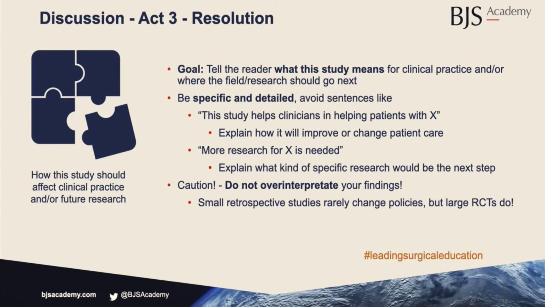It's useless to say that this study helps clinicians in helping patients with X disease. You want to explain in detail how it will improve, or how you think patient care should be changed. And also, "more research on X is needed" is just a general sentence that we always delete. Be more specific. What kind of research? Is the next step a randomized trial? If it is, what should be compared there and which kind of patients should be included?